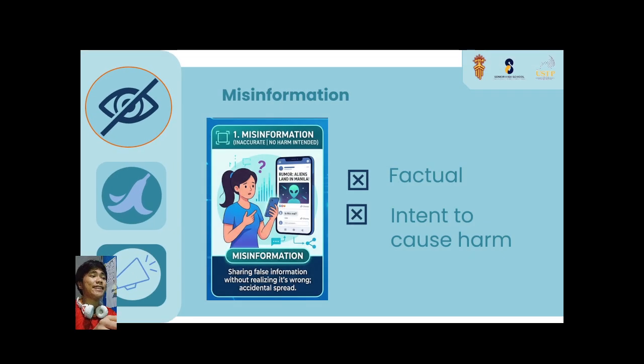So what exactly is misinformation? Well, misinformation is information that is completely false or factually inaccurate, but it is not created or shared with the intention of causing harm. So it is unintentional. You're not actually meaning to spread false information. It is usually the result of honest mistakes, misunderstandings, or a lack of fact checking.